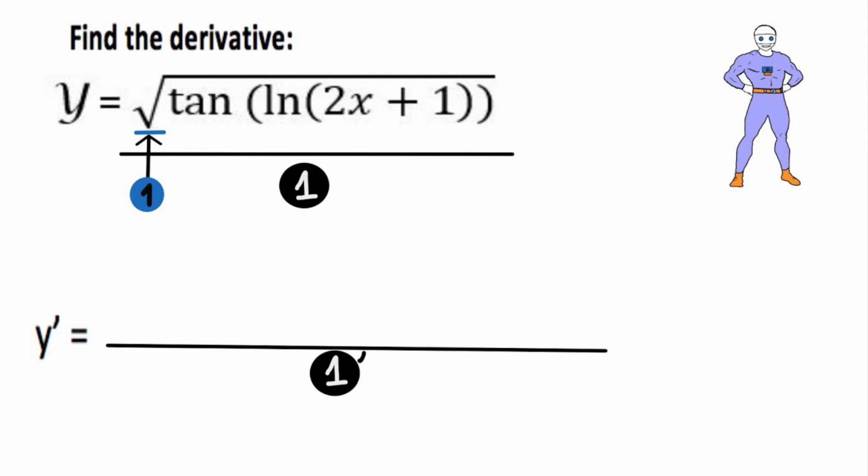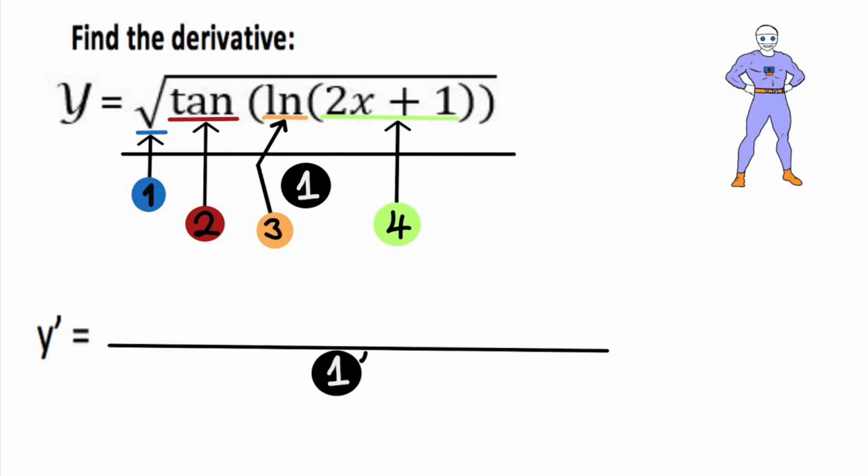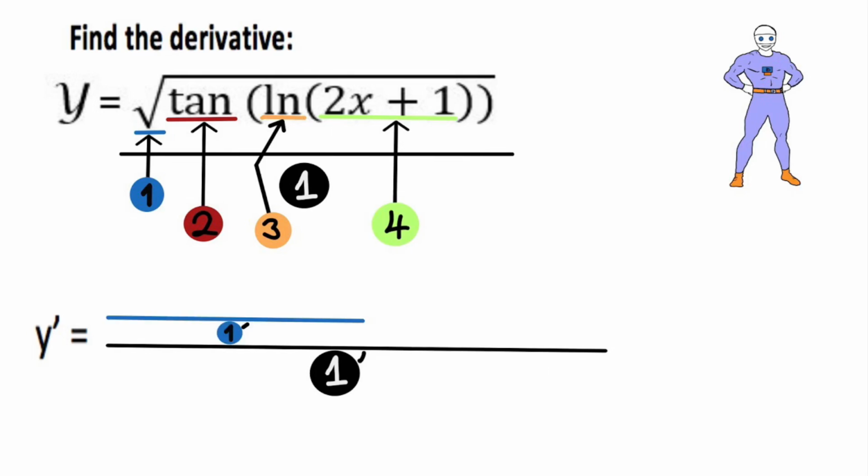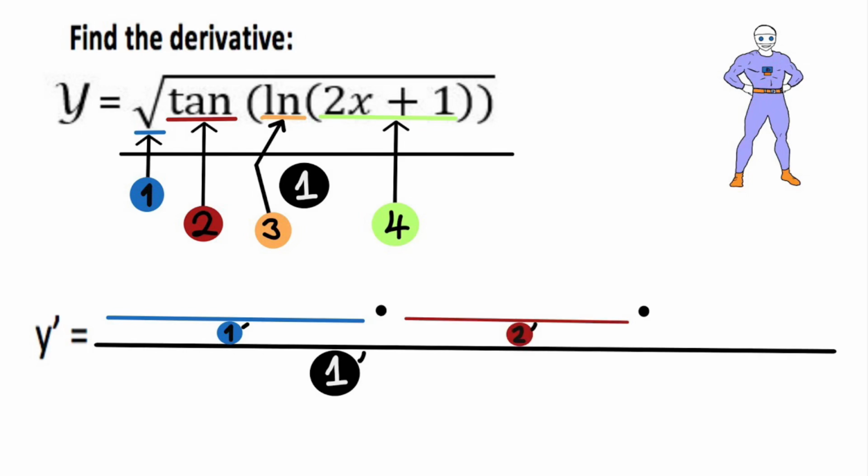Now don't confuse the 1 of the square root and the 1 of the whole problem. Those are two completely separate things. Next, you label the second outermost function 2, which is tangent in this case, and so forth. So you label natural log 3 and then 2x plus 1, 4. And our solution will be the derivative of 1 multiplied by the derivative of 2 multiplied by the derivative of 3 and multiplied by the derivative of 4.